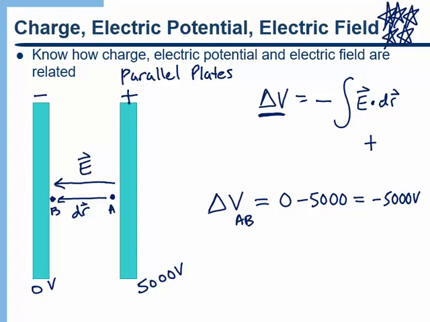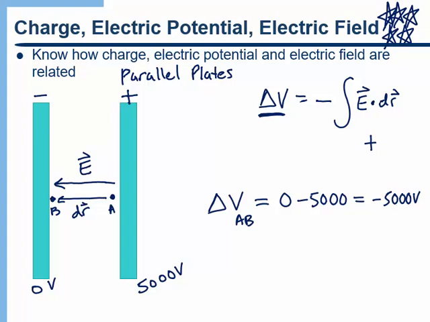Okay, so remember, if you know which plate is positive and which is negative, you can tell the direction of the electric field, and you can also tell which plate is at the higher potential, because if you go in the direction of the electric field, the electric potential difference you go through is negative.